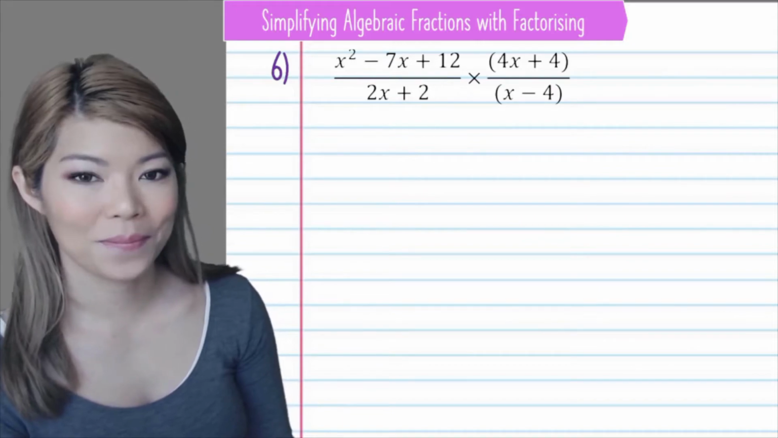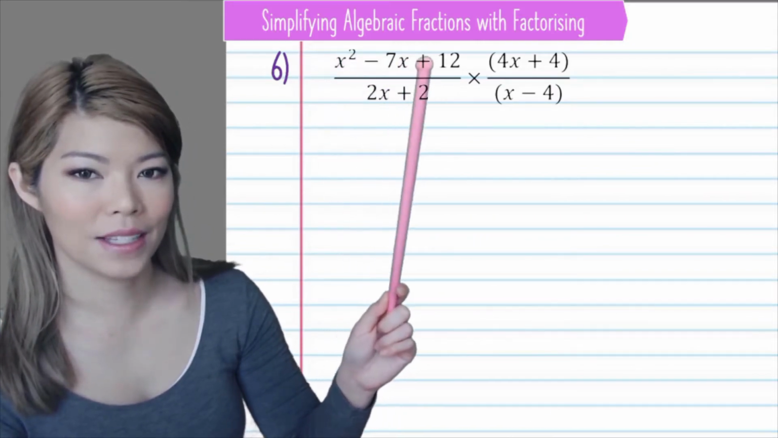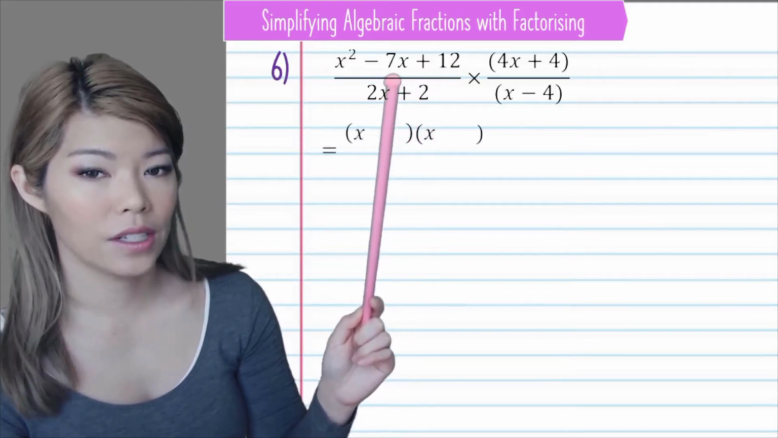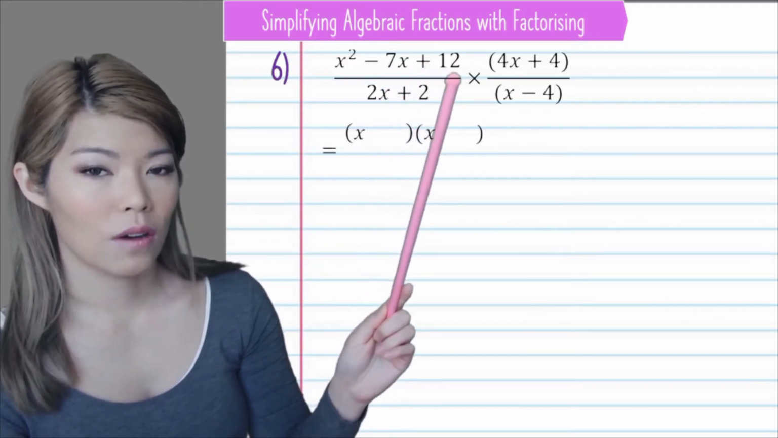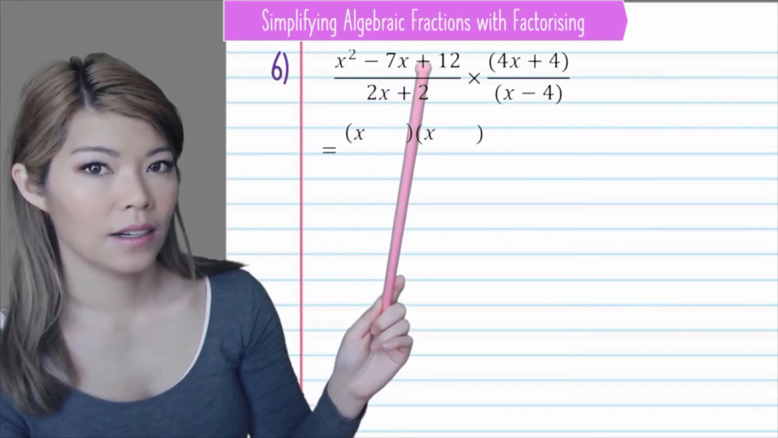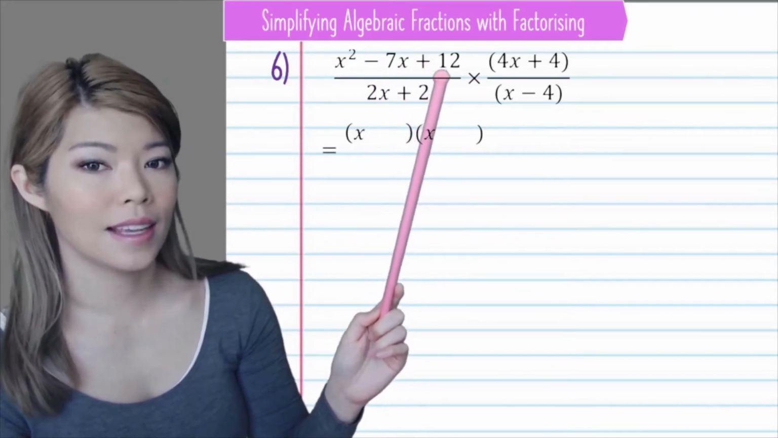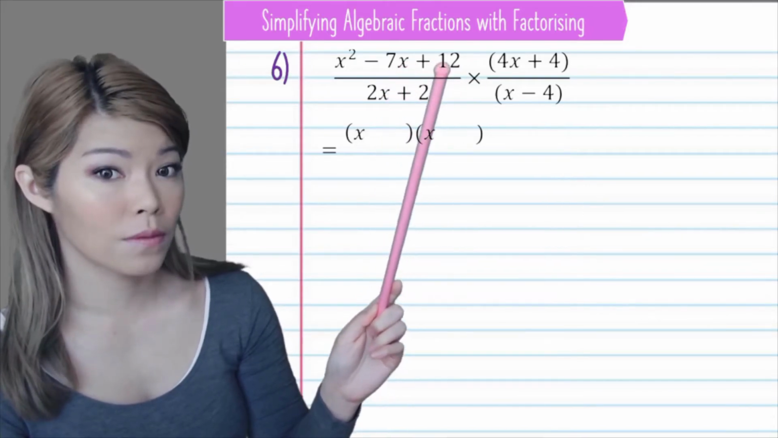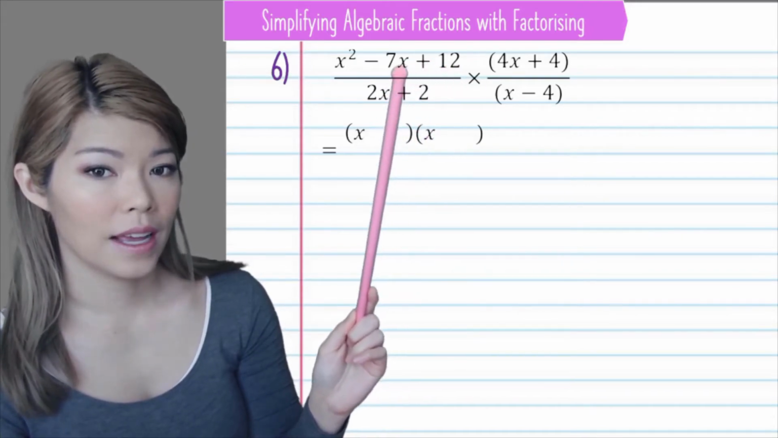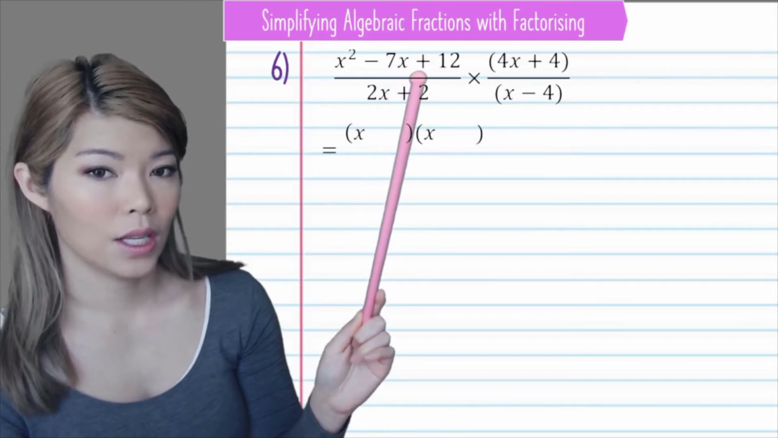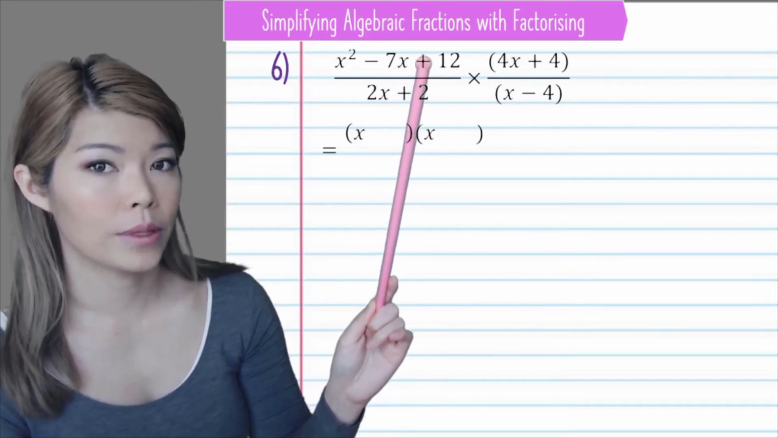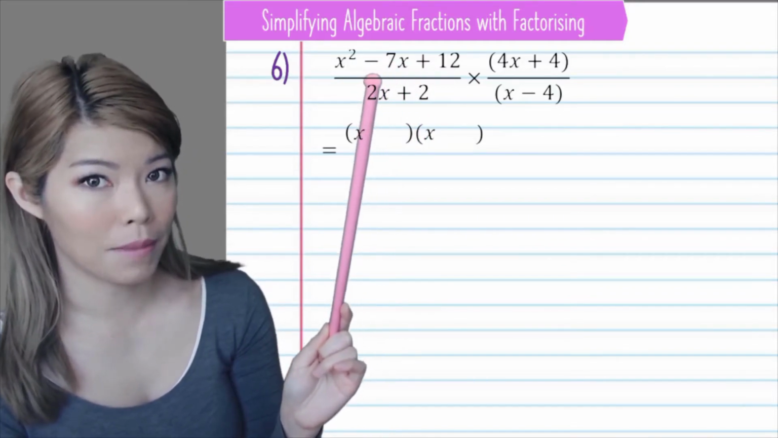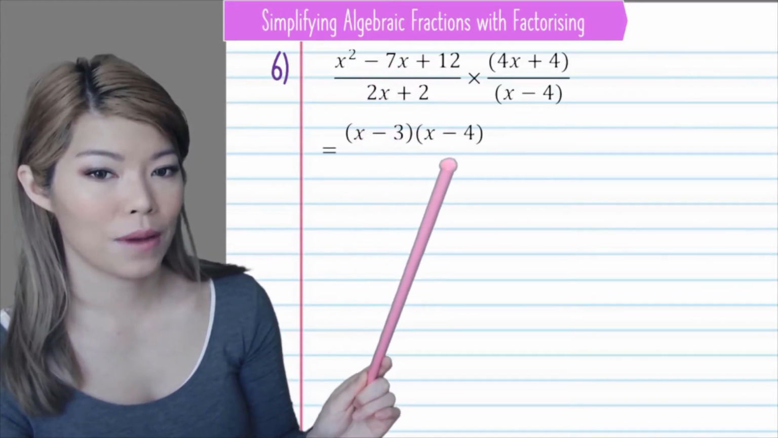Question 6. Again, factorize this side. Two numbers that multiply to give you 12 and add to give you -7. Well, 12 and 1 doesn't give me 7. What's next? 2 times 6. 2 and 6 is not going to give me 7. What's next? 3 times 4. 3 times 4 is 12. And we need -7. So we can do -3 times -4 is 12. And -3 plus -4 is -7. So it's going to be x minus 3 times x minus 4.